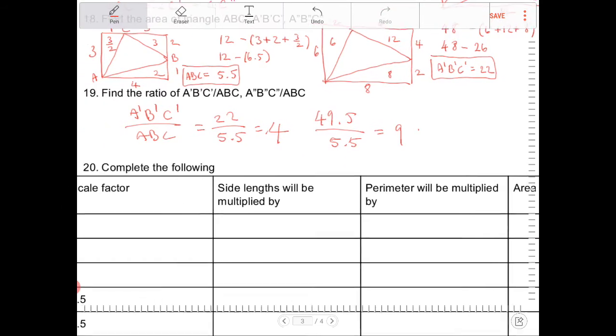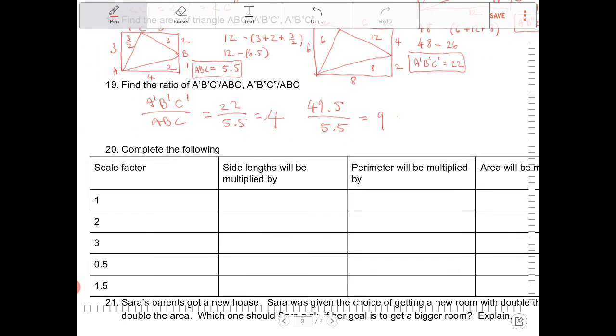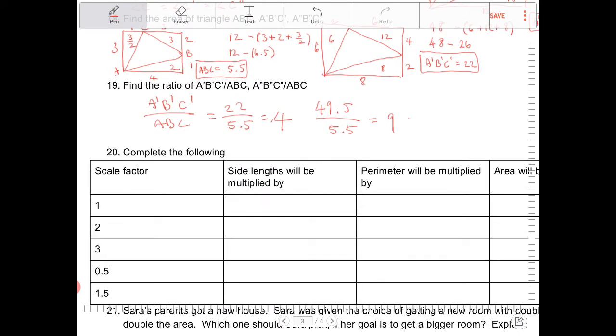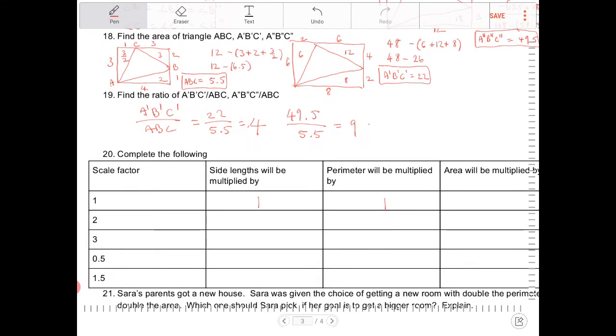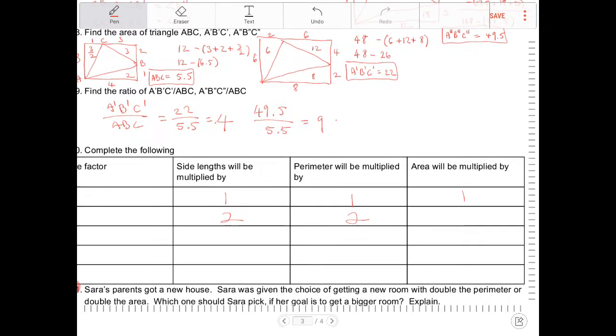So if you look at this, the next part here is I'm asking you to summarize what you see here, okay? The scale factor. If the scale factor is 1, the side lengths will be multiplied by 1. The perimeter will be multiplied by 1. The area will be multiplied by 1. If it's 2, the side lengths and the perimeter will be multiplied by a factor of 2, and the area will be multiplied by a factor of 4. Then it'll be 3, 3, and 9.